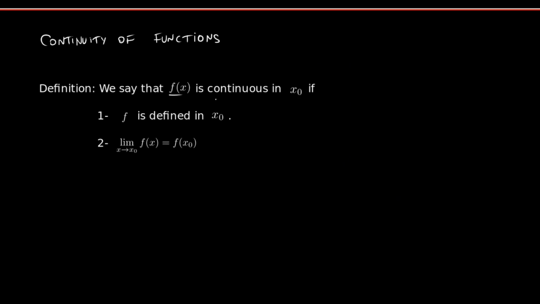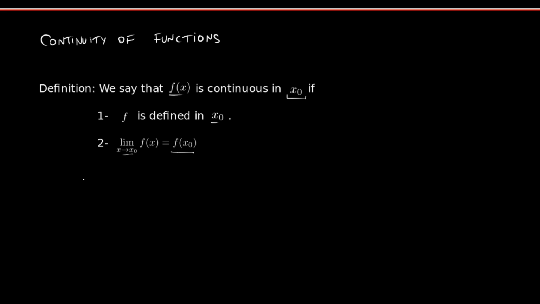In this video, we're going to be studying continuity of functions. So we're going to start with the definition of continuity. We say that a function f is continuous in a point x0 if we have two things. f is defined in the point x0, and the limit when x tends to x0 of f of x is f in x0.